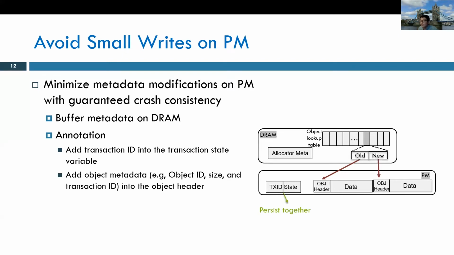On the other hand, to provide crash consistency, we introduce an annotation technique. ArchTM annotates a transaction by adding a transaction ID into the transaction state variable. The embedded transaction ID is persisted immediately when the transaction state changes to start. ArchTM also annotates a persistent object by adding persistent information such as ID, size, and transaction ID into the object header on persistent memory when an object is created.